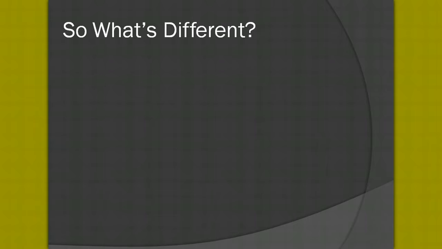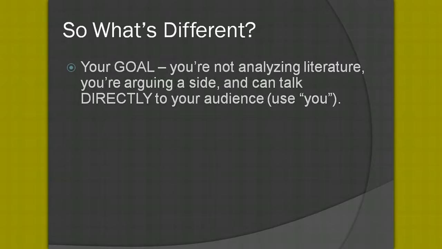So, what's different from the analytic format that we've learned? The big thing is your goal. You're not analyzing literature. You're arguing a point of view. So that means you can talk directly to your audience. You can say, you need to do X, you should try Y, etc. Because you're trying to persuade them. All right?